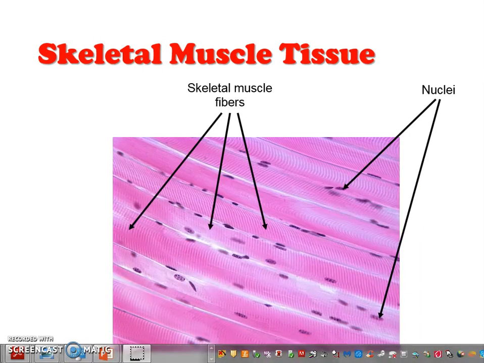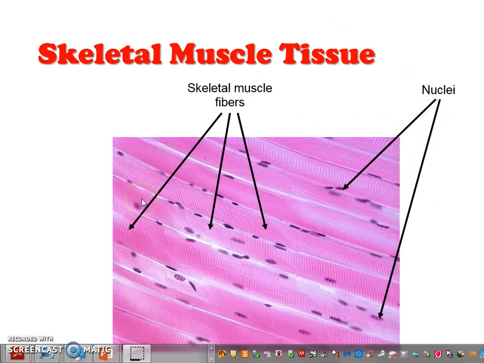As the name implies, skeletal muscle tissue is going to attach to the skeleton. And although it's not a characteristic I want you to use to identify the tissues, skeletal muscle tissue is under conscious control. So if you can think to lift your hand up in the air, that is skeletal muscle tissue that you're using. Okay, a few important characteristics of skeletal muscle tissue.